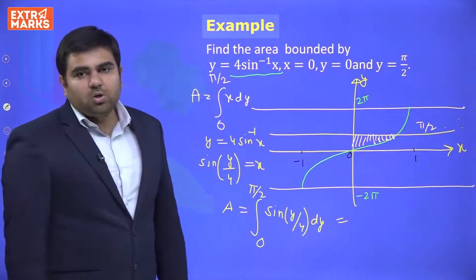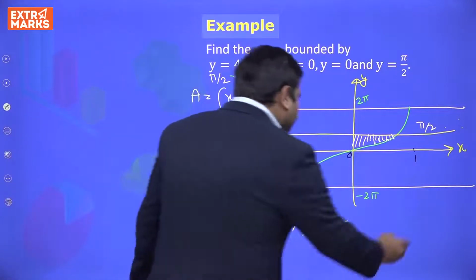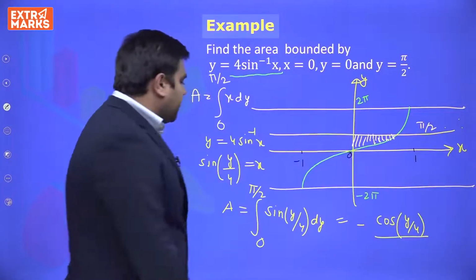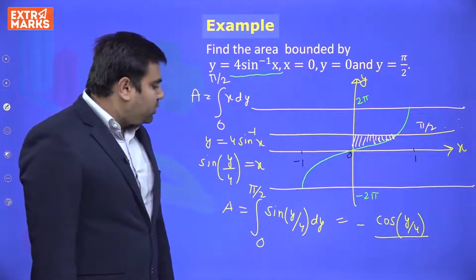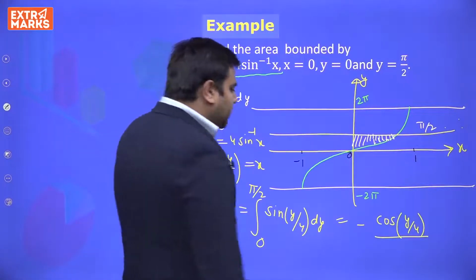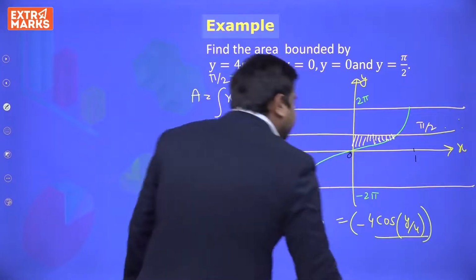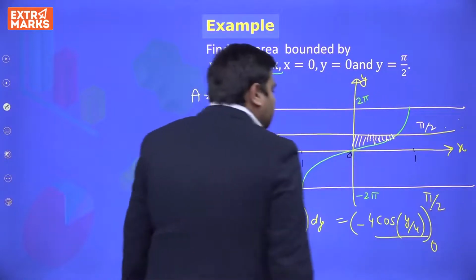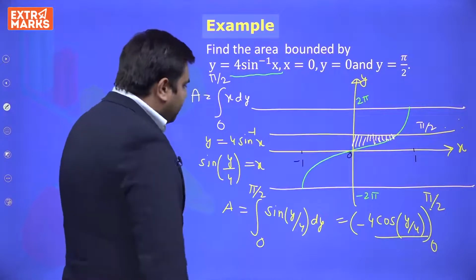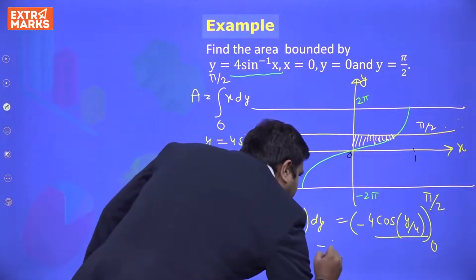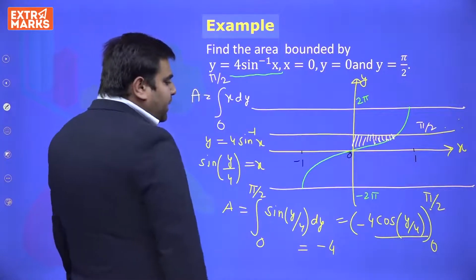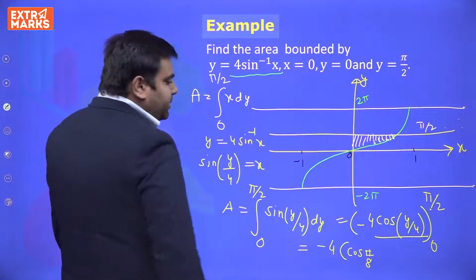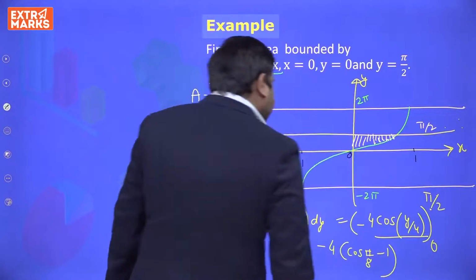So this integral is minus cos y. This is coming out to be minus cos of y by 4 upon 1 by 4, right? And this is getting varied from 0 to pi by 2, right? Now what would be the final answer? The final answer would come out to be minus 4 cos pi by 8 minus cos 0, which is 1, right?